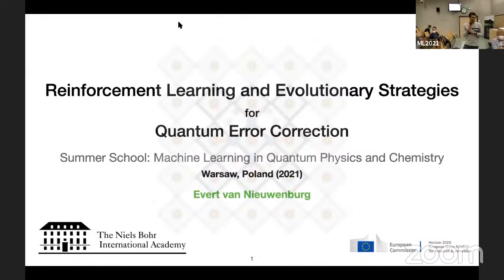Hello. So welcome back. And we now have a talk by Evert van Nieuwenburg. He's a professor at the Niels Bohr Institute. Is it correct? That's right. Yep. And so he did his PhD at ETH in Zurich and then went for a postdoc at Caltech. And he will talk today about how to use machine learning and in particular reinforcement learning for quantum error correction.